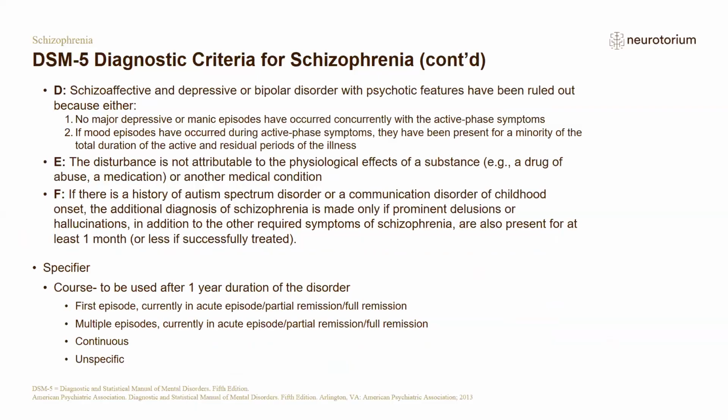Now, criteria D, E, and F help us to make sure that the symptoms we have been talking about in A, B, and C are truly due to schizophrenia and not another condition. So let us look at criterion D, for example. It reminds us to rule out bipolar or major depressive disorders that can also present with psychotic features. And I explained that a little earlier. So people, for example, with depression.